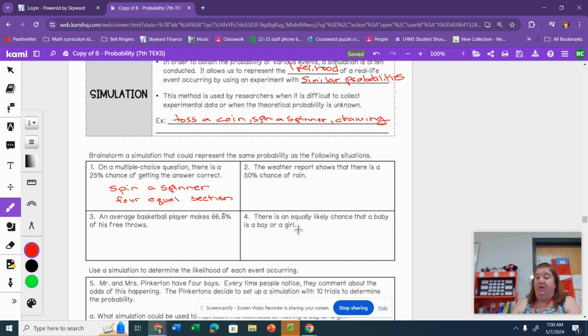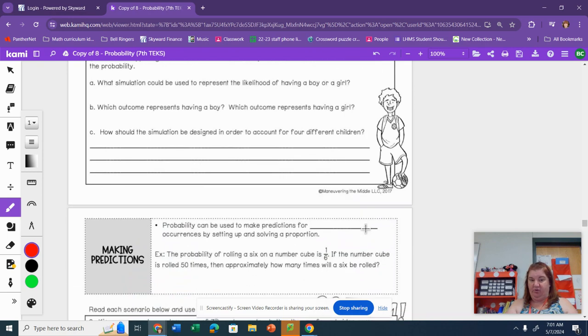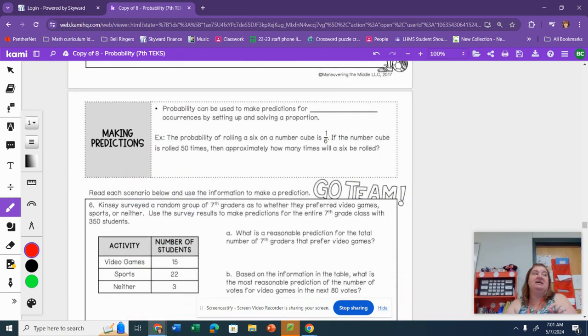For example, the weather report shows that there's a 50% chance of rain. You could flip a coin. So the whole point is, remember yesterday we did theoretical versus experimental. Well, you're not going to experiment on the actual people or the actual situation, so you do something that would be similar to it. This isn't as important. We're actually going to go on through and get to making predictions. This is the important part of today's lesson.